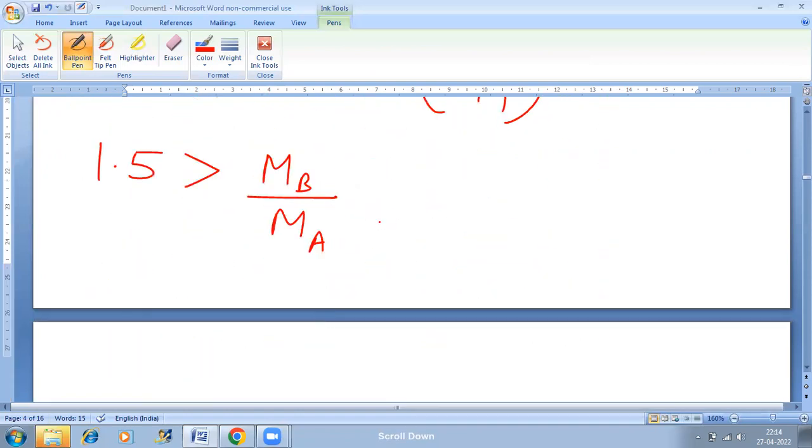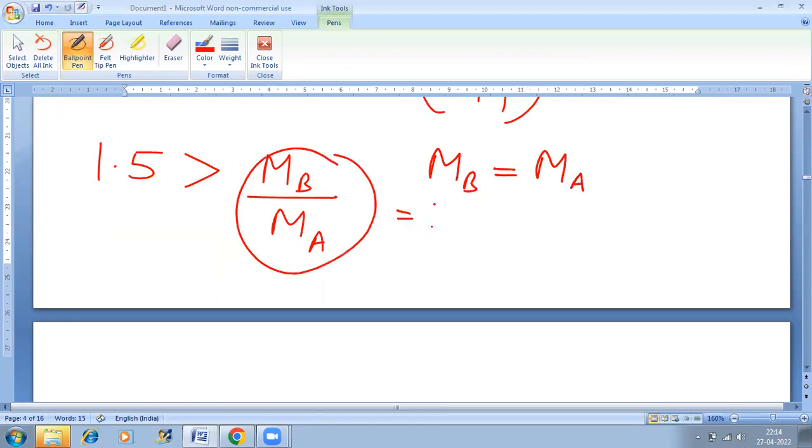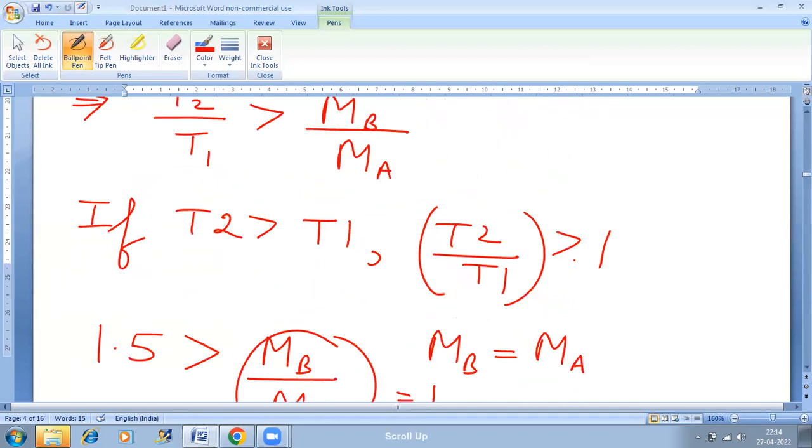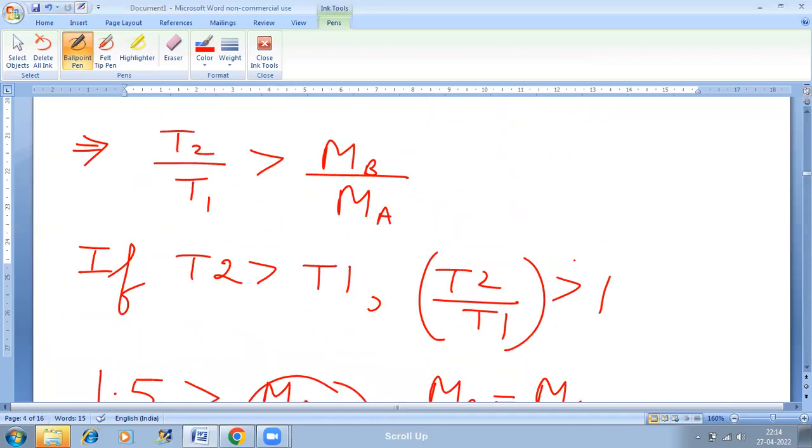Now see, there could be three cases. First case is if MB is equal to MA. Then this becomes 1 and definitely 1.5 will be greater than 1. So if MB is equal to MA, then definitely I can say that this inequality holds true, that is T2 upon T1 is greater than MB upon MA.